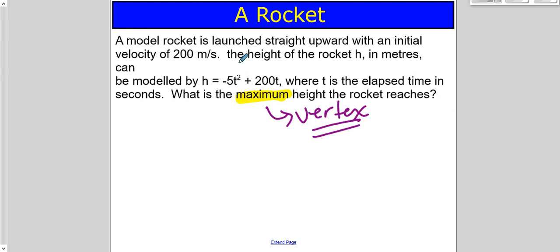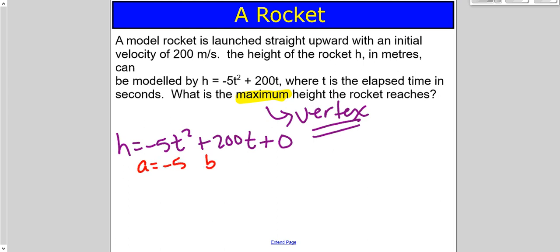So if I was looking at this, I would say, but I don't have my vertex. This is in standard form. Okay, h equals negative 5t squared plus 200t. Even though we don't have a constant at the end, we can put a plus 0. This is standard form, and I want vertex form. So to do that, I'm going to have to use my completing the square method to get to vertex form. So a equals negative 5, b equals 200, c equals 0.